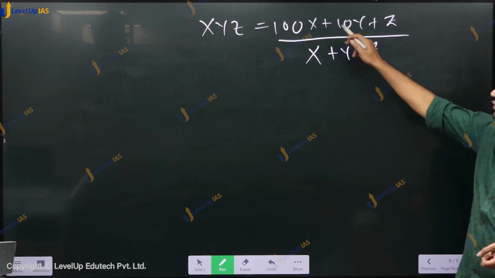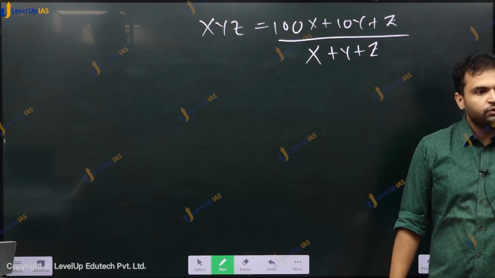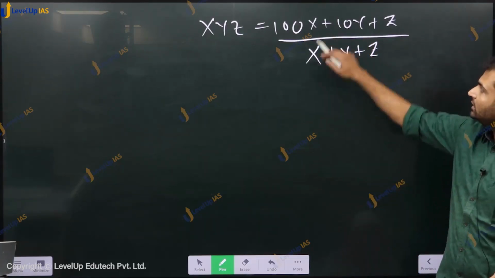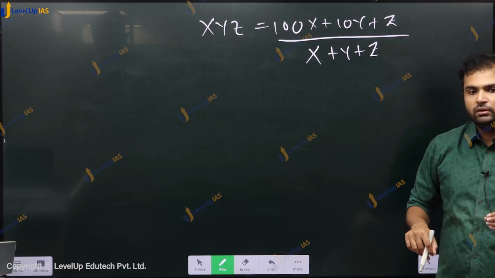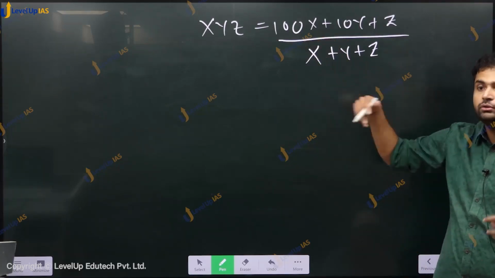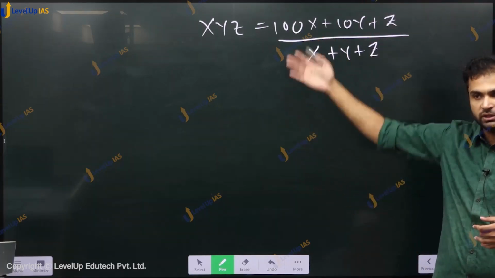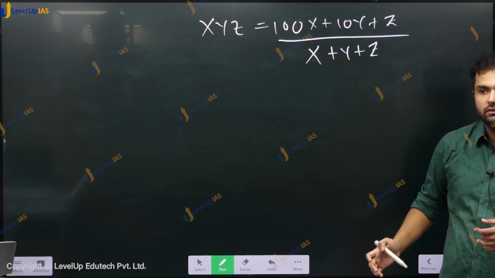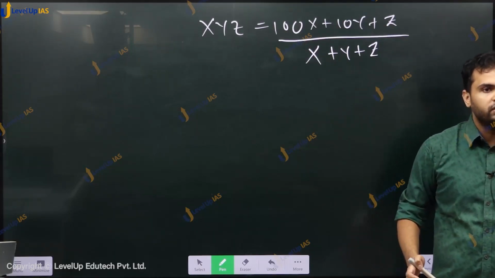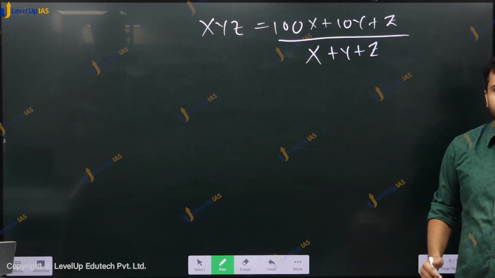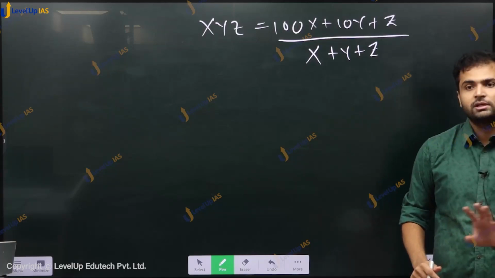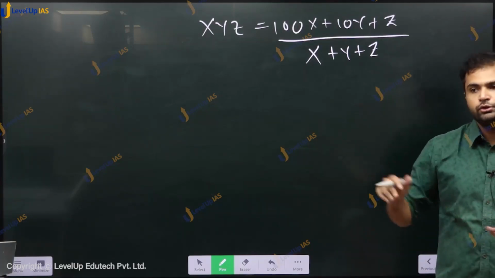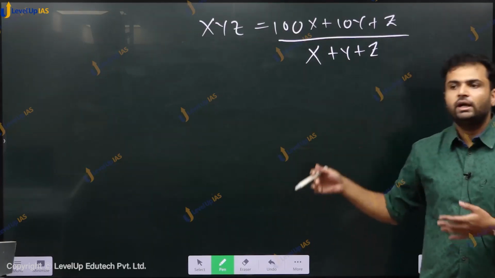So if we want the numerator to be as small as possible, this x has to be as small as possible. Because if this is large, then the numerator becomes way too large because it is multiplied with 100. So x has to be as small as possible. That is again intuition. There is no mathematical explanation for this. This is just how it should be. There are no additional equations.